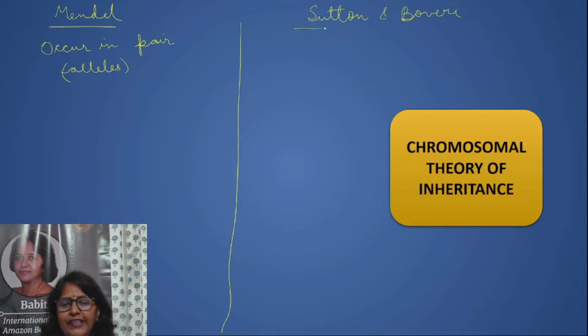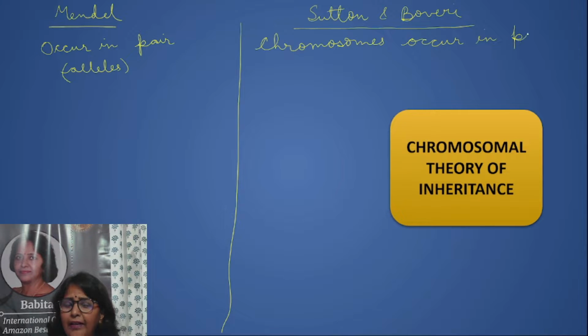Because chromosomes were discovered, Sutton and Boveri said that chromosomes also occur in pairs. So he was talking about genes and they are talking about chromosomes. Factors which occur in pairs were called alleles, and two alleles together make one gene. So alleles occur in pairs, chromosomes occur in pairs. The chromosomes that occur in pairs are known as homologous chromosomes.